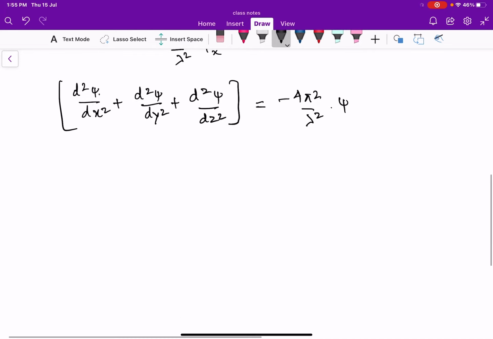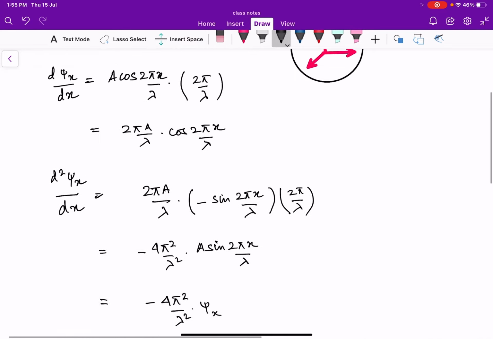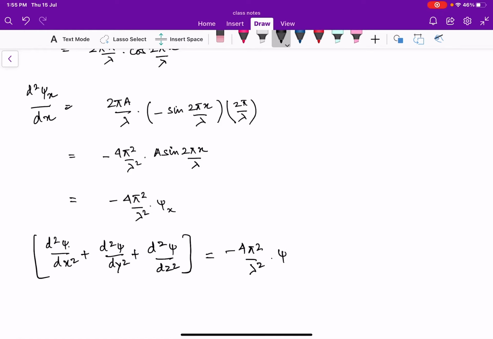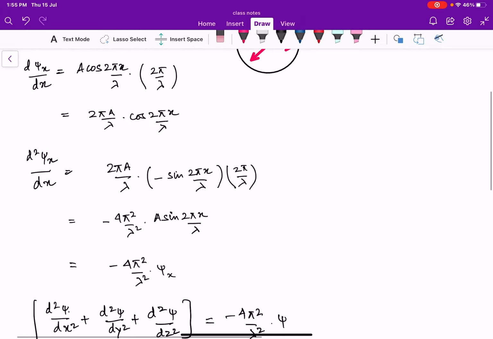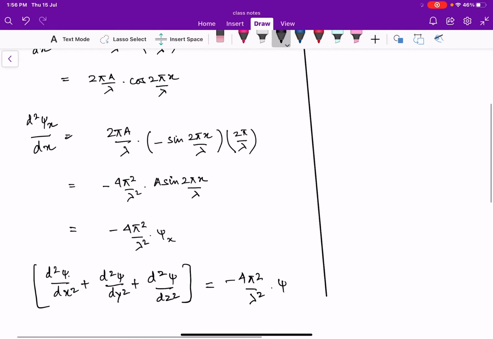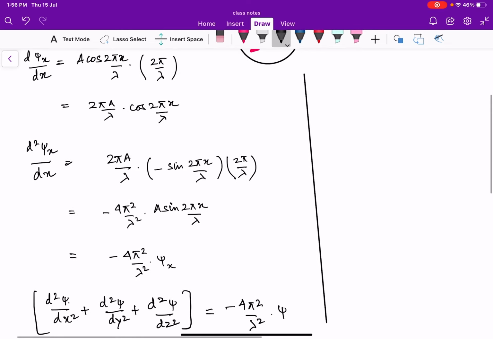Now let us leave this here and come to the next point. So I am writing it here, making a line so that it may be distinguishable.